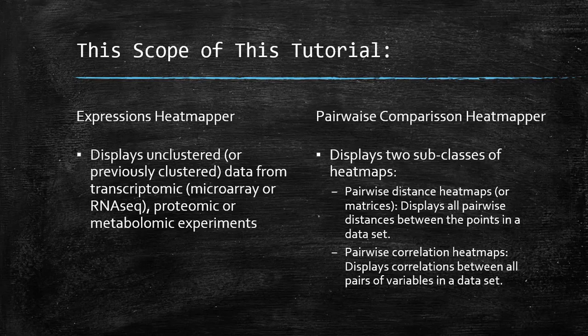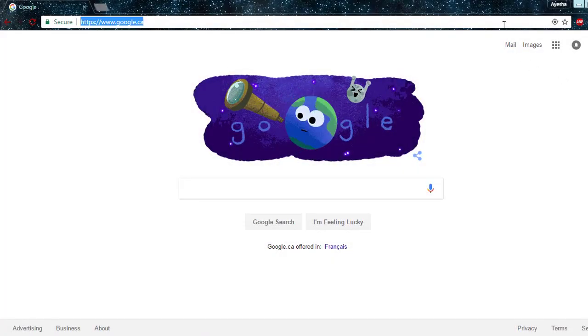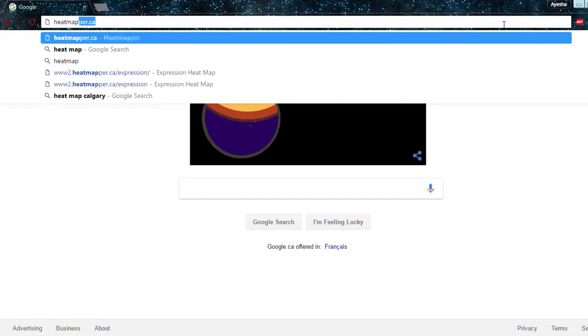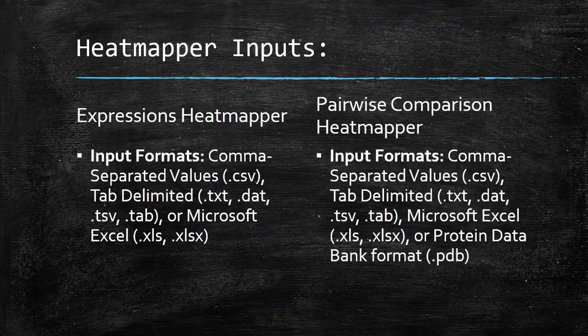Before we delve further into these heat mappers, let's take a look at how to get to the Heatmapper interface. To get to the Heatmapper homepage, simply open up your favorite browser and type in heatmapper.ca. Here you can see all the heatmappers listed out. Let's learn about the inputs of the expressions and pairwise comparison heatmappers. Expressions heatmapper takes in comma-separated files, tab-delimited files, and Excel files. The pairwise comparison heatmapper takes in all of these and PDB files as well.